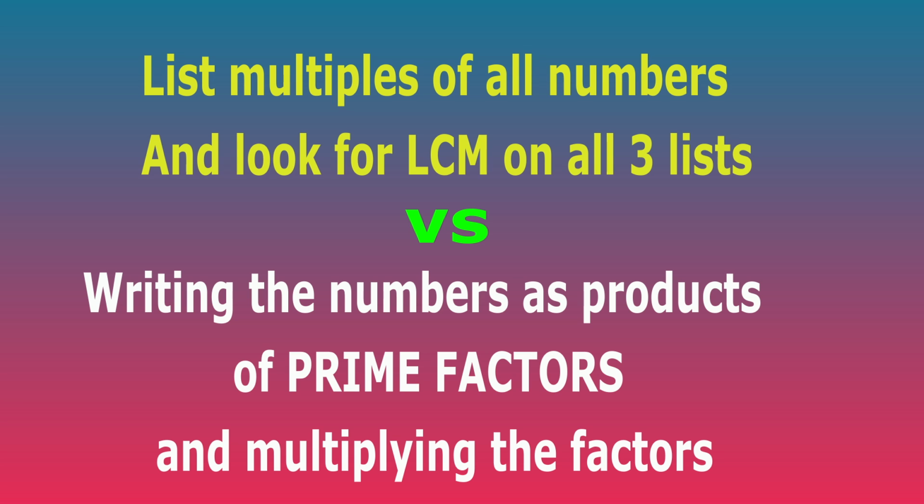So learn your prime numbers and learn how to write numbers as prime factors. So now you know how to find the lowest common multiple.